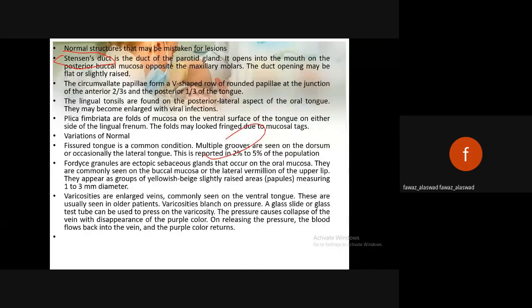One of the most important structures which is misdiagnosed is the Stenson duct, which is considered to be the opening of the parotid gland, and it is opposite to the maxillary molar.